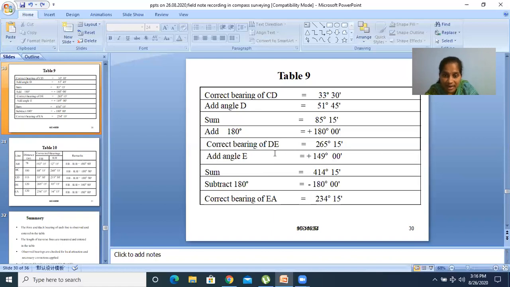To this correct forebearing of DE line, add angle E so that you can get the correct forebearing of EA line. The sum is 414 degrees 15 minutes. This sum is greater than 180. Hence you can deduct 180 from this sum, so that you can get the correct forebearing of EA. So 234 degrees 15 minutes is the correct forebearing of EA line.